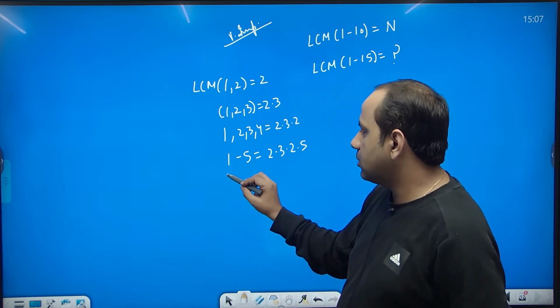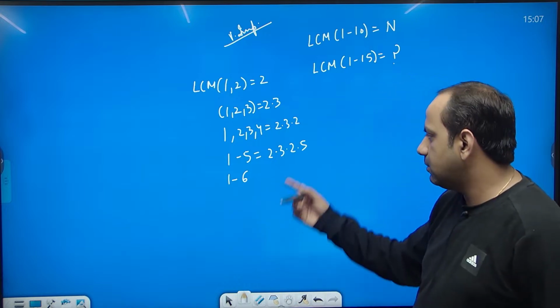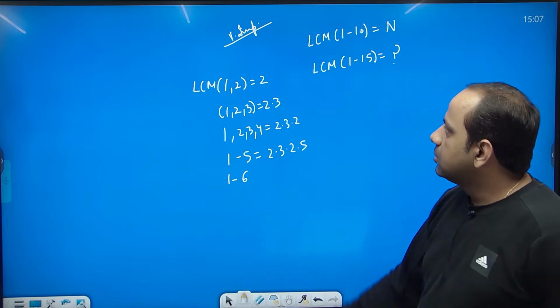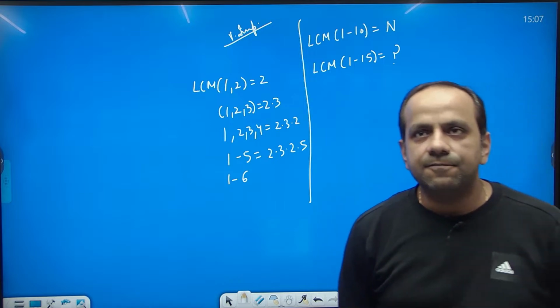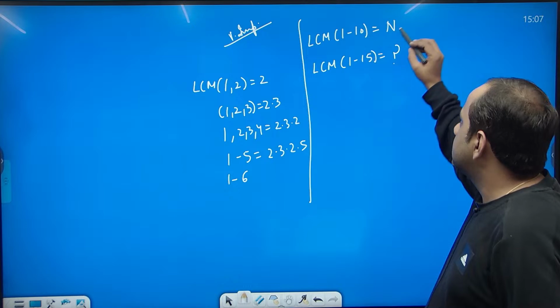But if I need to write down LCM of 1 to 6, will it make any difference? It will remain as it is, because for this we need one 2 and one 3, that is already present. So that's how we need to calculate this. If I say, yes Vidhi, this is correct, LCM of 1 to 10, this is n.